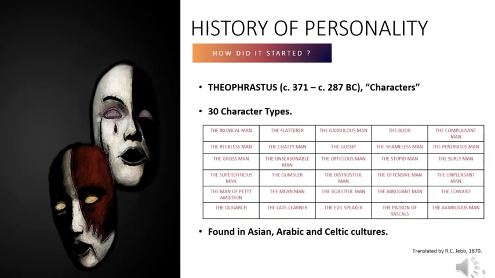Another Greek philosopher noteworthy to mention is Theophrastus. In his book Characters, he describes 30 character types that he saw as deviations from the norm, and similar views have been found in Asian, Arabic and Celtic cultures. The following table shows us the 30 character types observed by Theophrastus. We will not be discussing each and every one of these, but just to demonstrate to you what those 30 characters are. Now to continue.